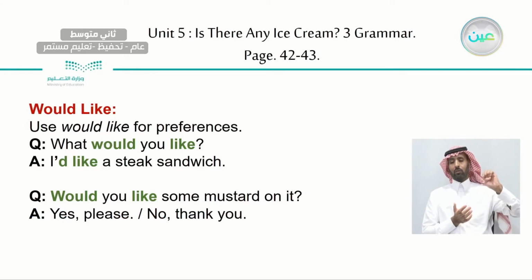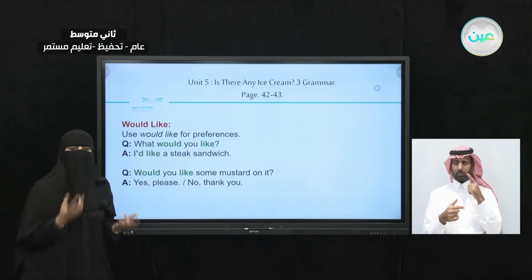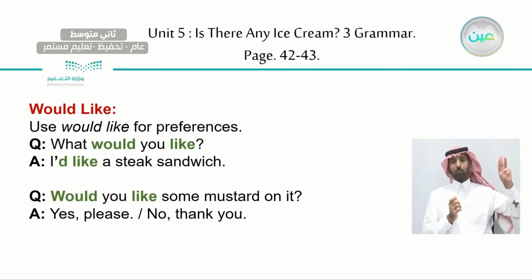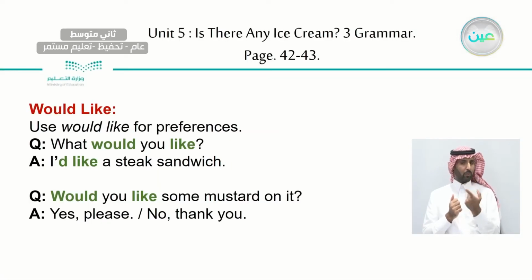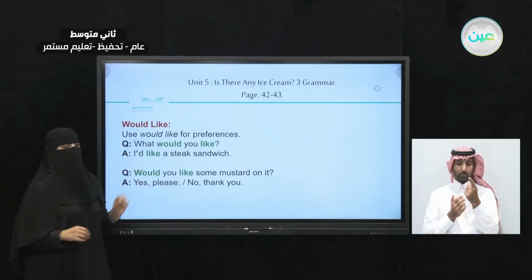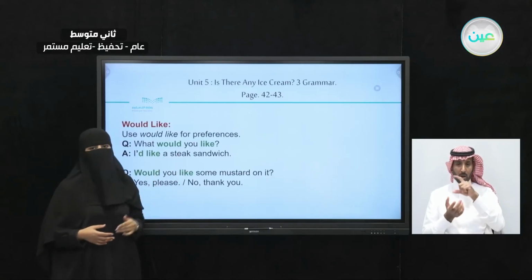Now, let's take a look at this conversation here. There's a question and an answer. Let's take a look at the question and what the answer is going to look like. Use would like for preferences. So things, would you like it or don't you like it? Things you don't like. Now, let's take a look at the question. What would you like? What would you prefer? This is the question. What is the answer here? I'd like a steak sandwich. Here, I'd like means I would like a steak sandwich. Did you see how we used would like here for preferences?